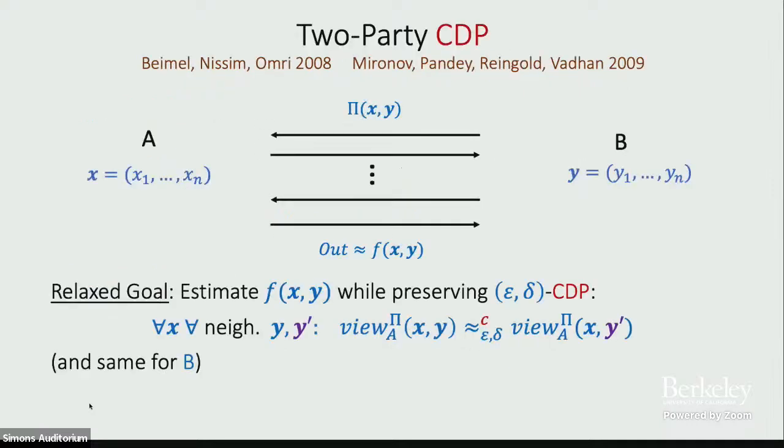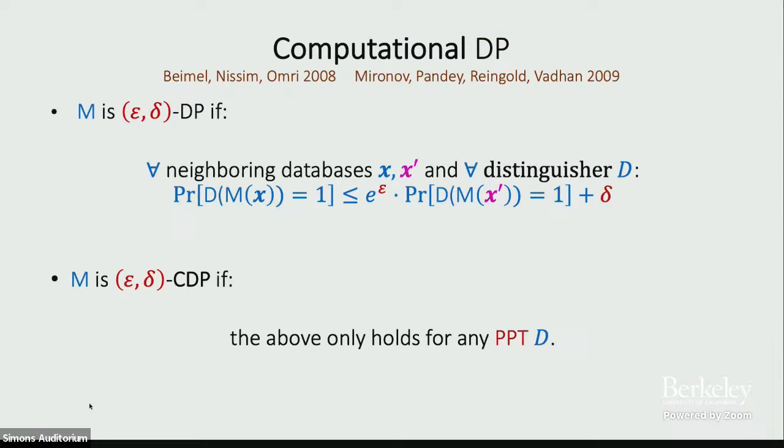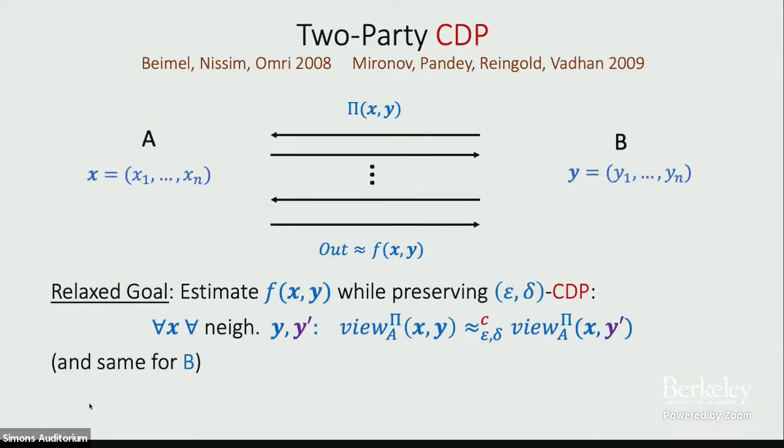Okay, so now the distinguisher is just a polytime distinguisher. And in the same way, we can define a two-party computational differentially private protocol, where we require that the view of Alice in the protocol preserves the computational differential privacy property with respect to the database of Bob. And the same for Bob.